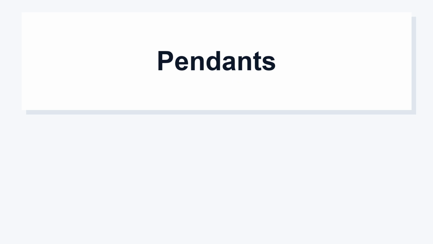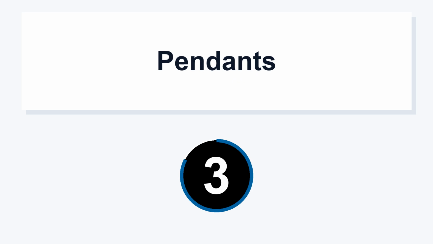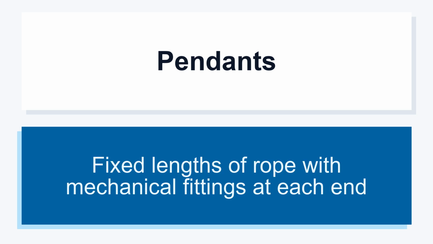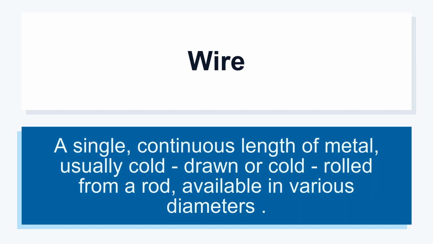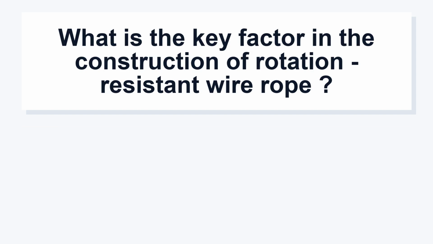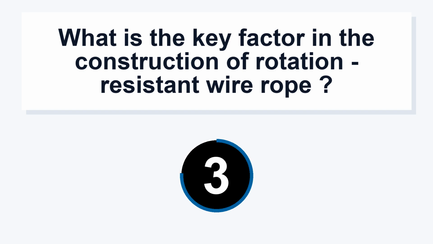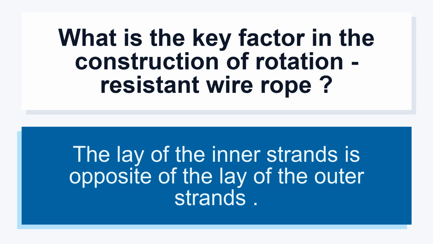Pendants. Fixed lengths of rope with mechanical fittings at each end. Wire. A single, continuous length of metal, usually cold drawn or cold rolled from a rod, available in various diameters. What is the key factor in the construction of rotation-resistant wire rope? The lay of the inner strands is opposite of the lay of the outer strands.